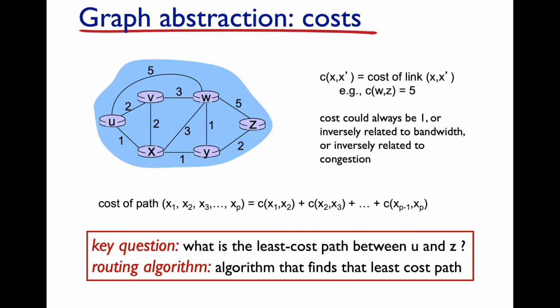Now, of course, the cost could be determined by a whole host of things. It could be the physical cost, like it's cheaper to send over copper wire than via satellite, or it could be congestion. There are all sorts of ways you can physically map cost.